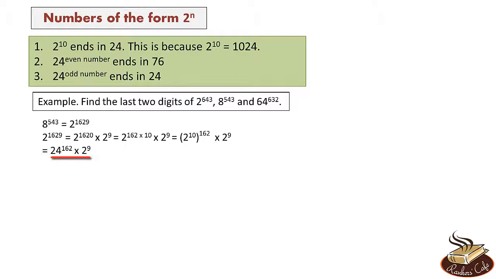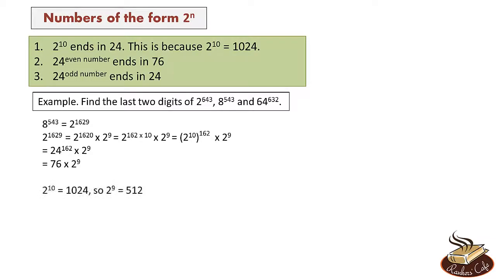Now 24 raised to the power of an even number has the last two digits as 76. So our number becomes 76 into 2 raised to the power of 9. Now whenever 76 is multiplied with a number of the form 2 raised to the power of n, the last two digits are the same as the last two digits of 2 raised to the power of n. So the last two digits of 76 into 2 raised to the power 9 is the same as the last two digits of 2 raised to the power 9.